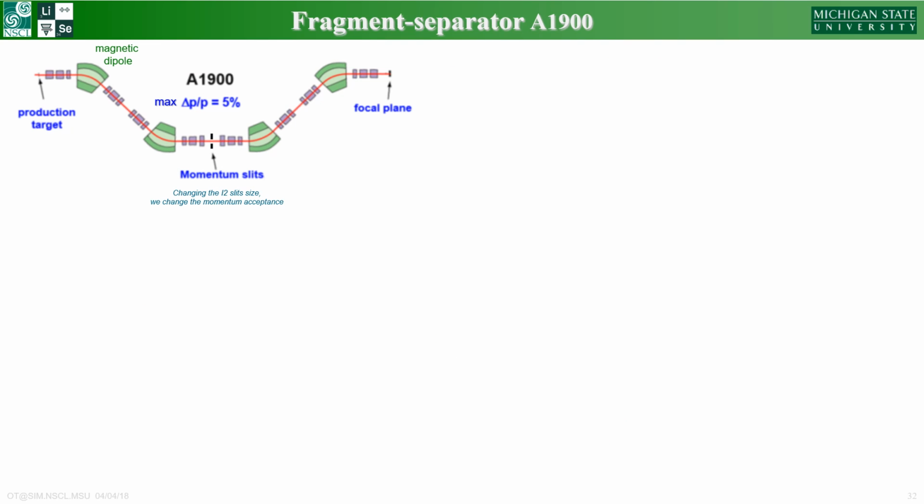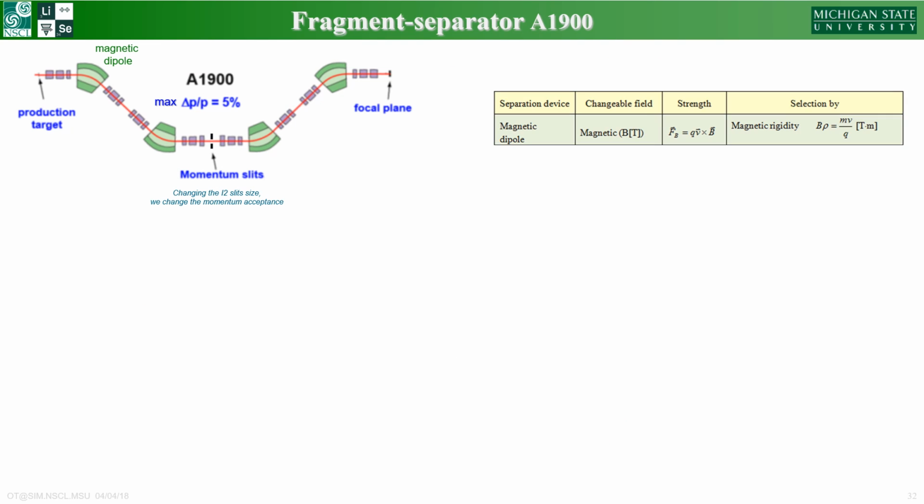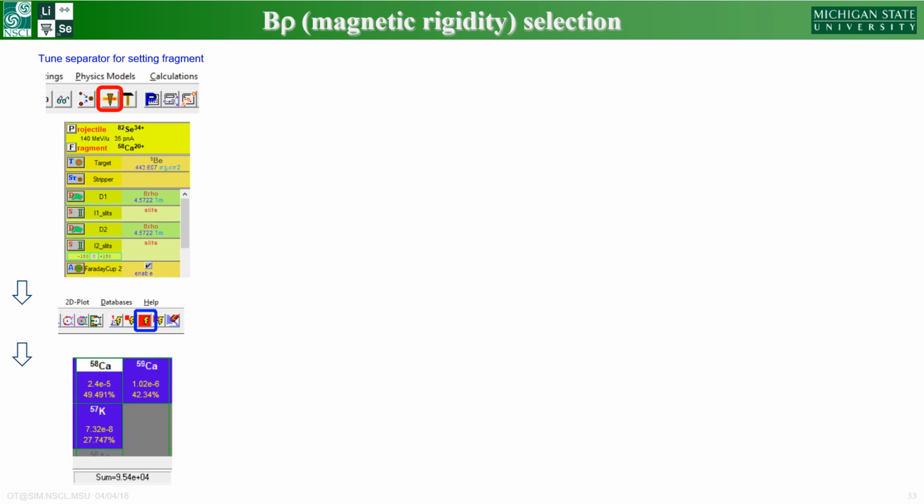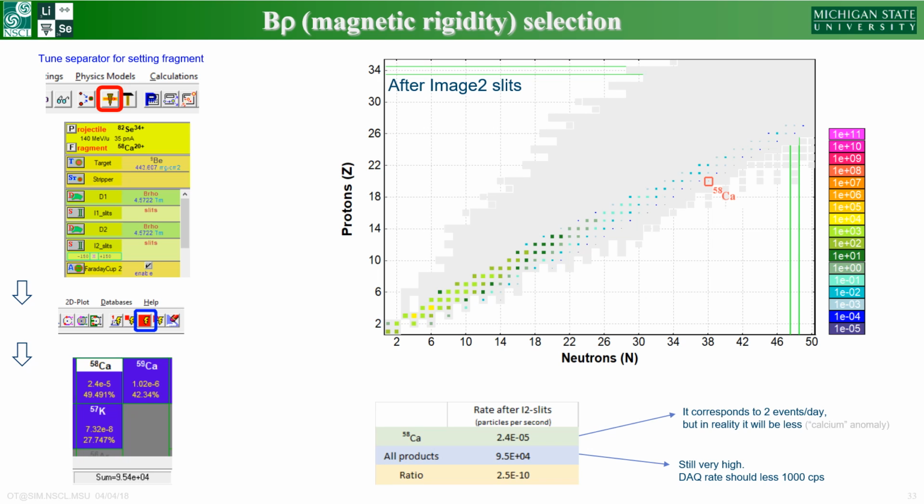For this purpose, we are going to use a fragment separator, A1900. A fragment separator is an ion optical device used to focus and separate products from the collision of ion beams within targets. The first selection is by magnetic rigidity. We calculate dipole magnetic fields to correspond to the momentum of the fragment of interest and select the fragment by slits, named in the figure as momentum slits. You can observe the results of magnetic rigidity selection. We have enhanced the ratio of fragment yield to all products by 6 orders of magnitude.